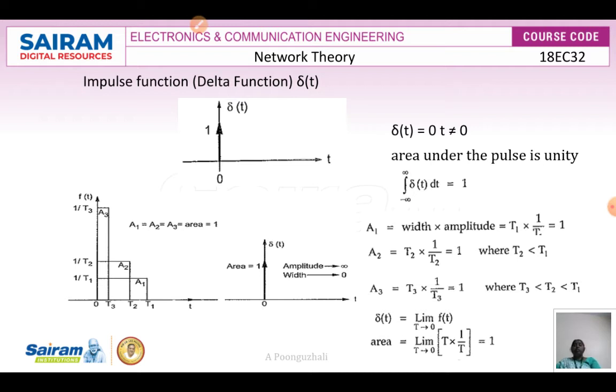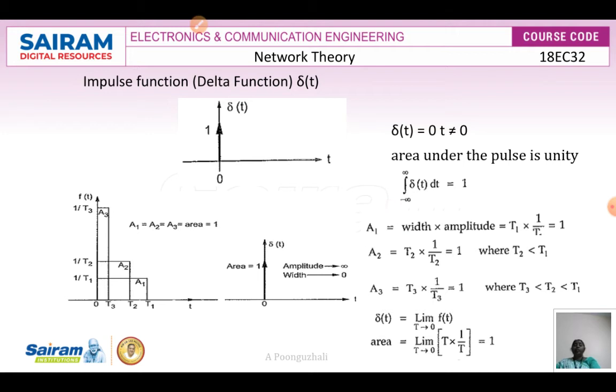So in this case, where t is not equivalent to 0, it is going to have some values. For all these values, on this side or this side, I don't have any amplitude. Only at t equal to 0, I have an amplitude of 1. So we say that the area under the pulse is going to be unity.